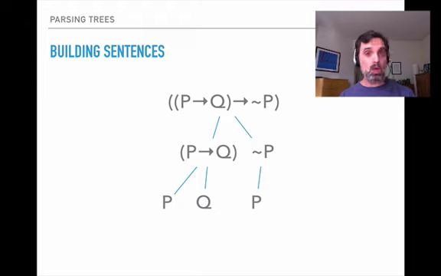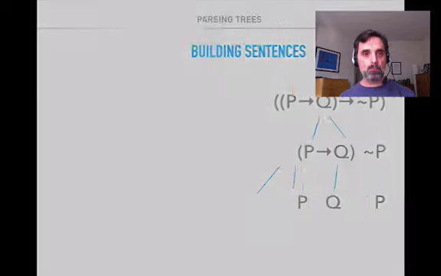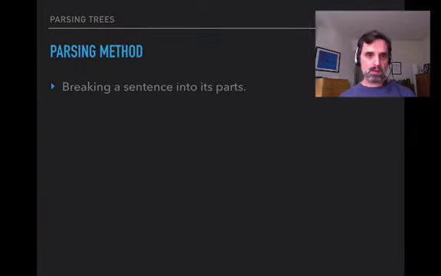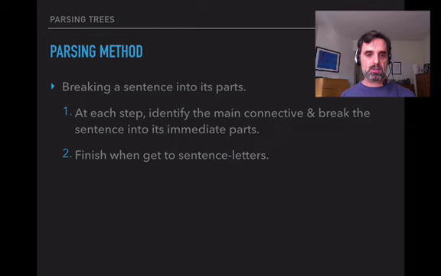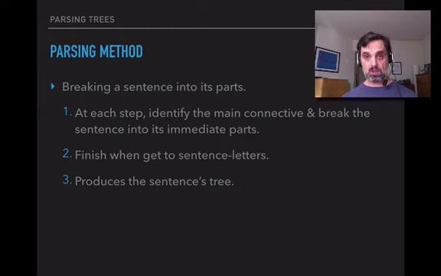You've done the whole tree when it's all the way down to atomic sentences, to sentence letters. Until you get there, you're not done with the tree. You're breaking the sentence down into its atomic components. So what's the method? You're going to break a sentence into its parts. At each step, you identify the main connective, and you break the sentence into its immediate parts, and you finish when you get to sentence letters. So that's what you have to do. And once you get to the sentence letters, you've produced the sentence's tree.